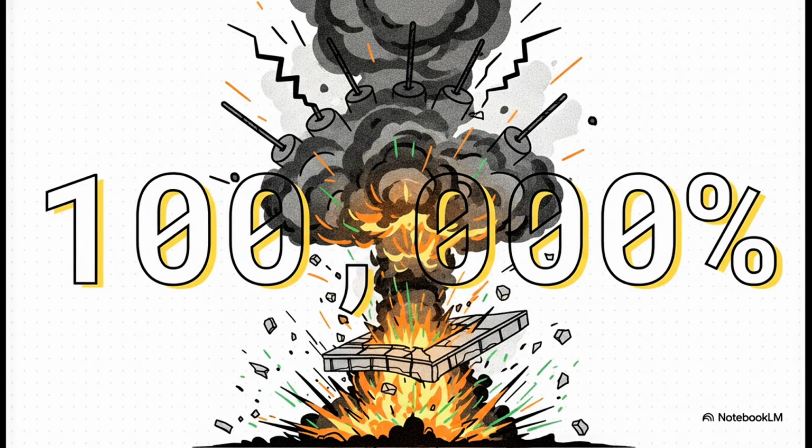The control rods jammed. Inside, the core surged to over 100,000% of its design capacity. 100,000%! It was just way too much. The resulting massive steam explosion completely blew the 1,000-ton roof right off the building.